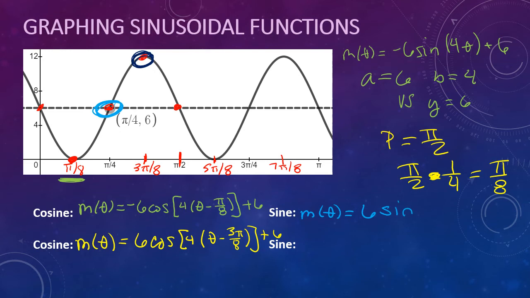So I have 6 sine. I'm working with the phase shift, so I just use square brackets when I do phase shifts because it keeps it separate. My b value is still 4. However, if you look directly under this value, I shifted to the right pi over 4, so this will be theta minus pi over 4, and then I still have a vertical shift of 6.